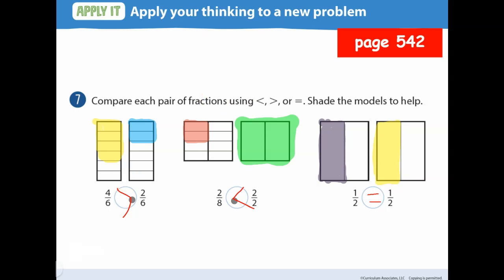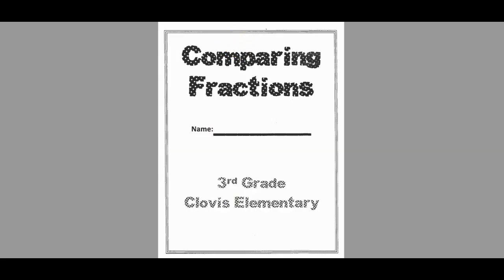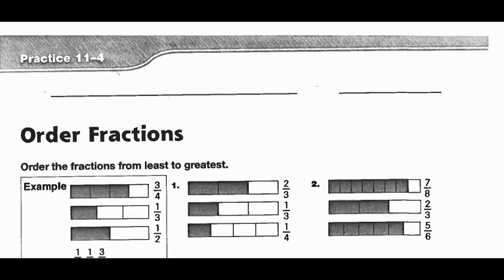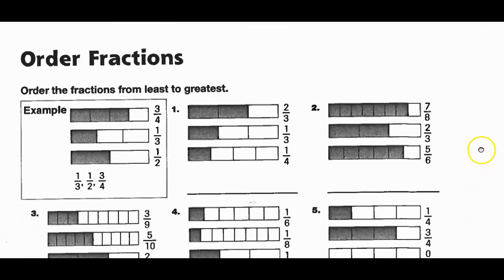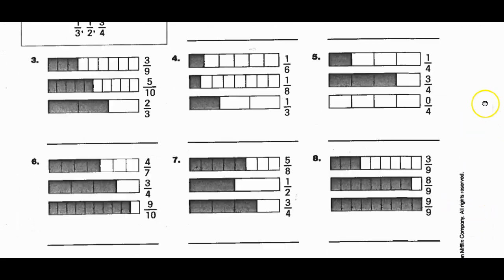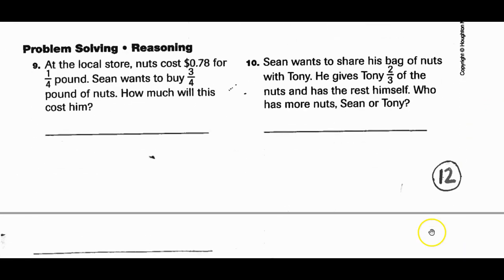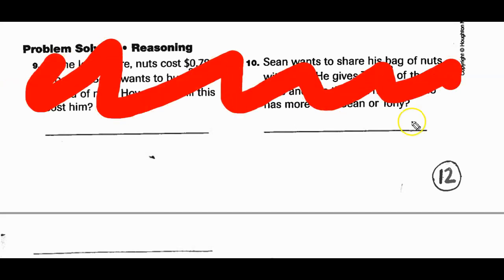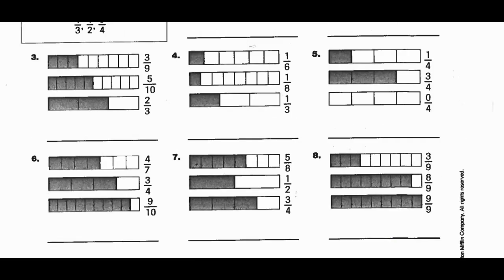All right, so in your comparing fractions packet, go to page 12. It says, these are going to be a little tricky. First, do this. You see 9 and 10 at the bottom of the page? Cross it off. Don't do that one. Just concentrate on the top one. Go back to the top of page 12.